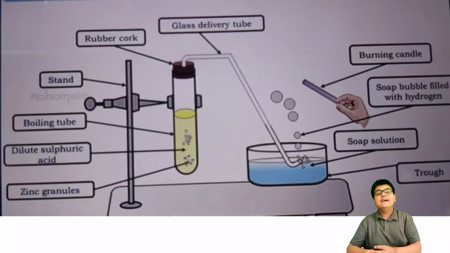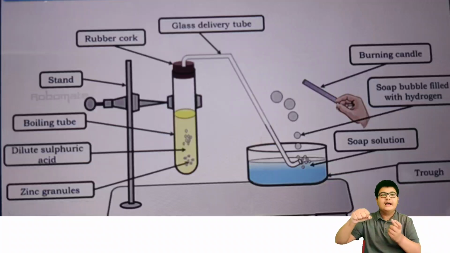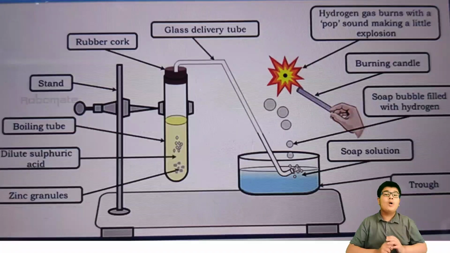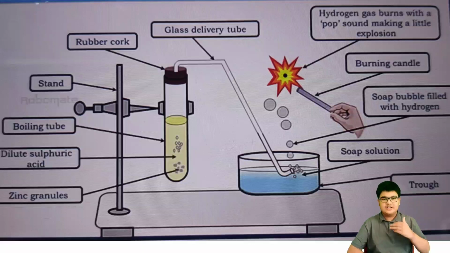And when these bubbles rise out of the soap solution, to test which gas is present, we bring a burning candle near a gas-filled bubble. And we observe that the candle burns with a pop sound. Now do you remember which gas the pop sound is characteristic of? Yes, it is a characteristic of hydrogen gas. So from here we can confirm that when zinc and sulfuric acid react, hydrogen gas is formed.